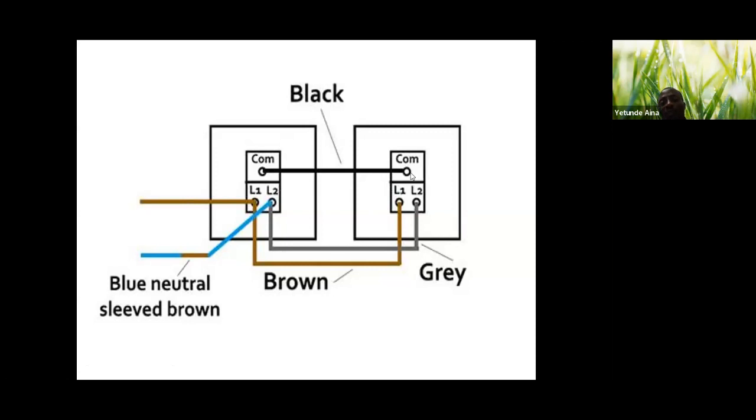With that, you can control the bulb using those two switches. So you can control it either at the top or at the bottom. Remember, you link their common together, you link their line 1 together, and you also link their line 2 together. So with that, you will get the bulb being controlled from those two access points like that.